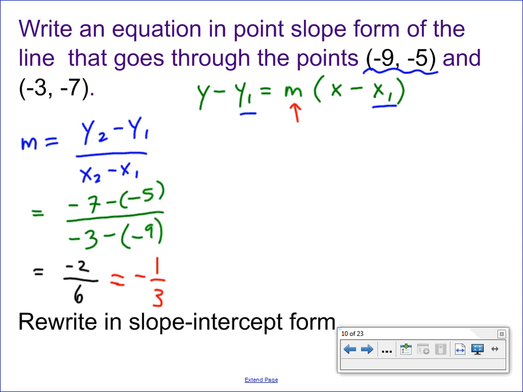All right, so let's go ahead and rewrite that. y minus the y coordinate from the first point. That's going to be negative 5.